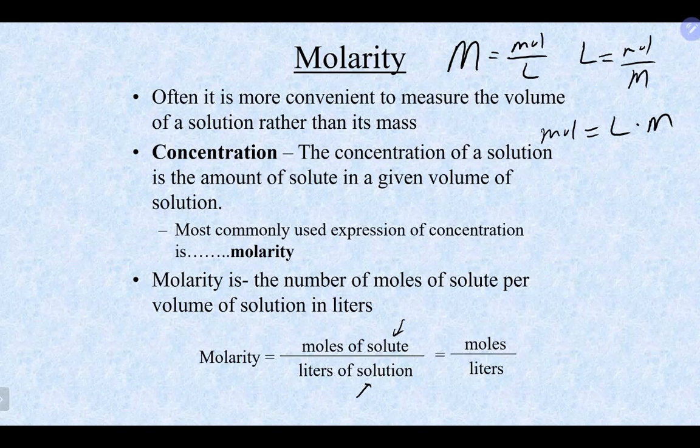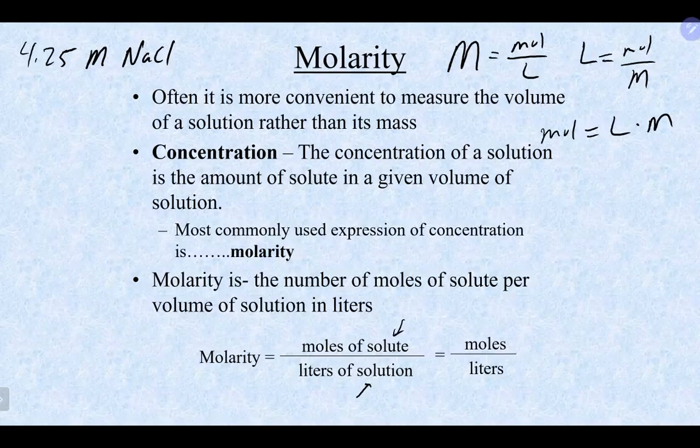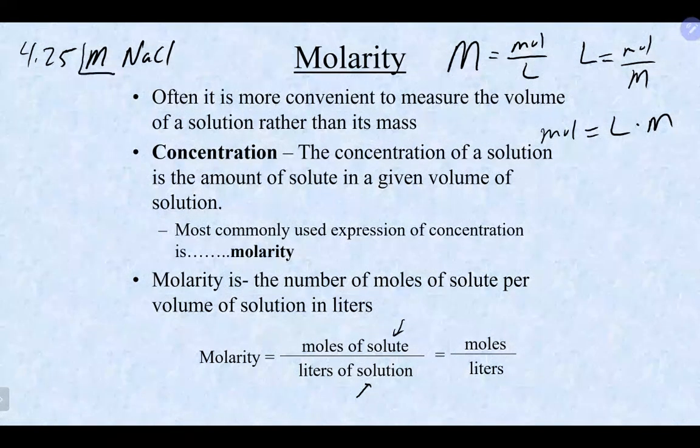Now, when we do have something that is, say, 4.25 molar sodium chloride, and that's what that means. 4.25 big M sodium chloride means 4.25 molar sodium chloride. If you were going to do a calculation using this number, it is very highly recommended that you get rid of the big M and you use both units.